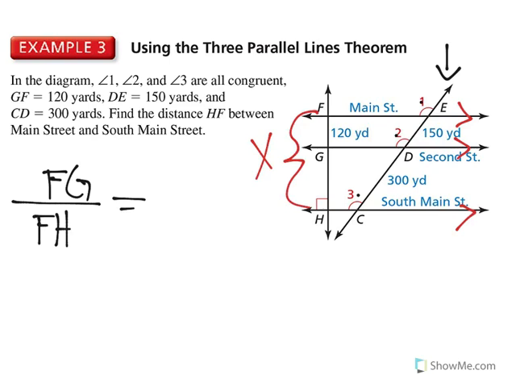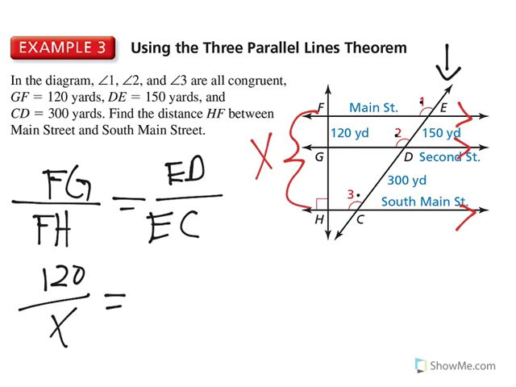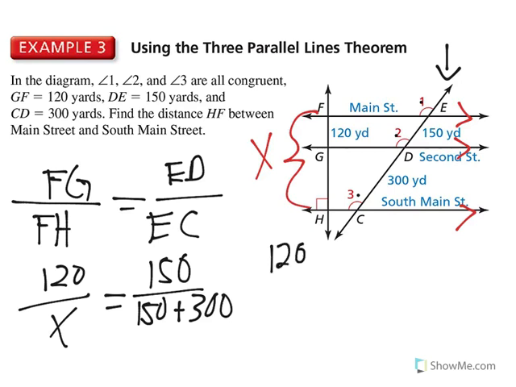Now I'm going to look at the other section on the other transversal, so I can do ED, the top part there, over the total for them as well, which would be EC. So if I plug my numbers in, I get 120 over X, what I'm looking for, equals ED, my 150, over EC. I just need to add it up, so 150 plus 300. So I still have 120 over X equals 150 over 450.